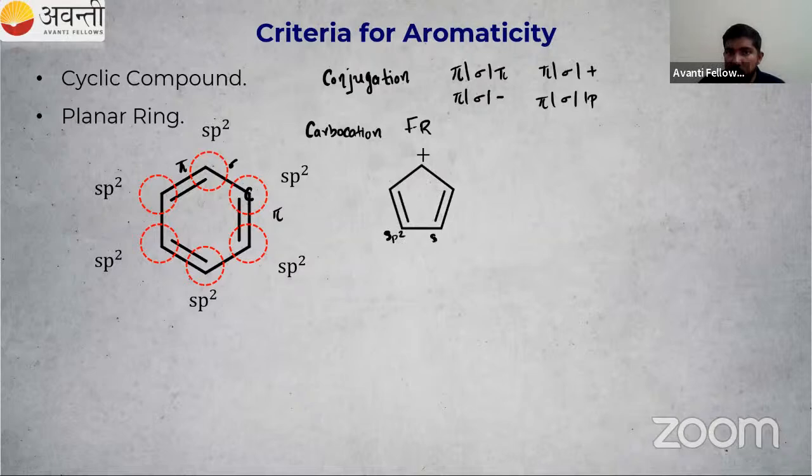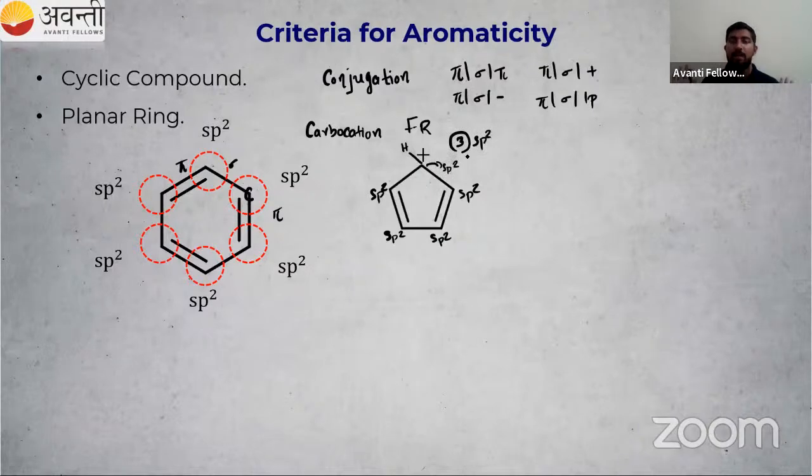This is sp2, sp2, sp2, sp2. What about this plus charge? There is one hydrogen also. How to find hybridization? Number of sigma bonds. There are 3 sigma bonds, so it is also an sp2 hybridized carbon atom.